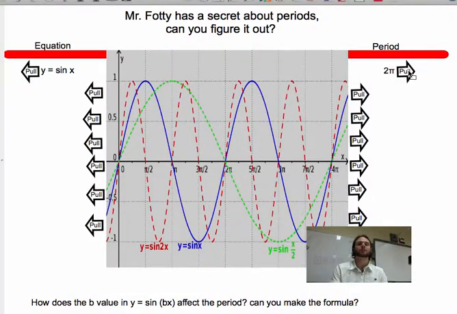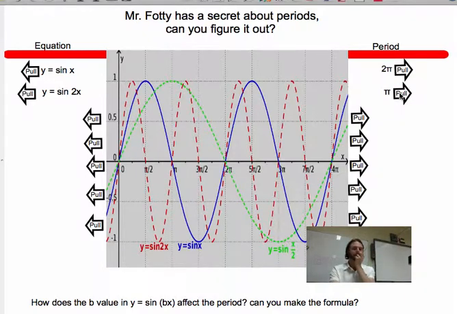What is my period? 2 pi. Well, if I just have sine x, there's 2 pi in a circle, right? So the period is just the whole circle. Now sine 2x. What's my period here? Pi. Well, that's interesting.